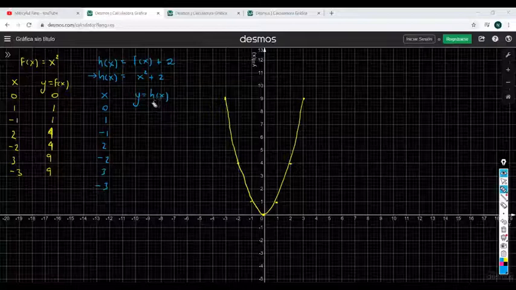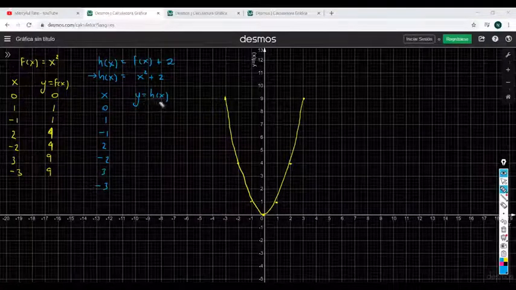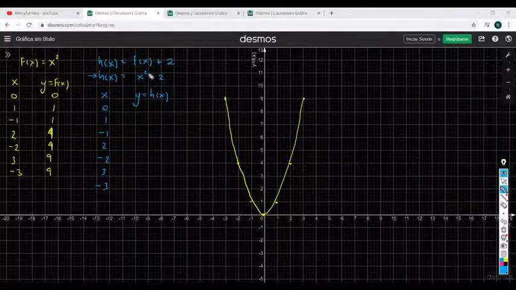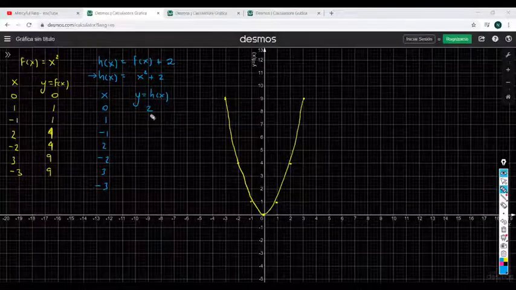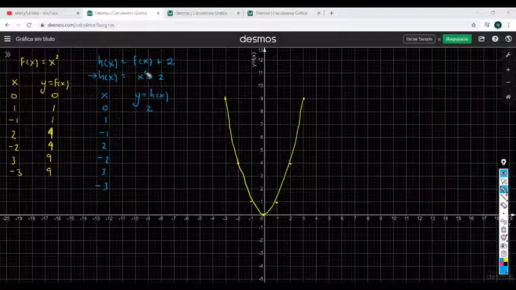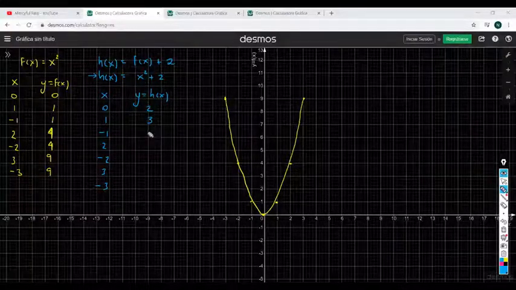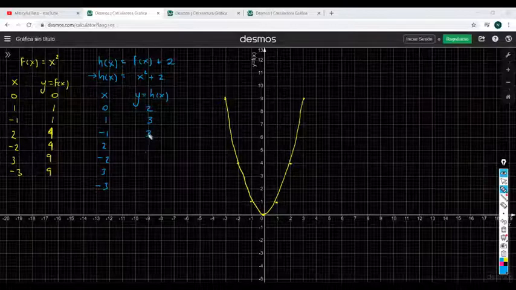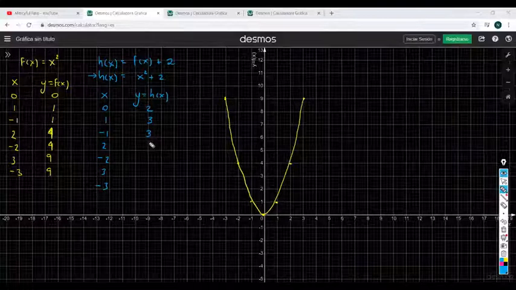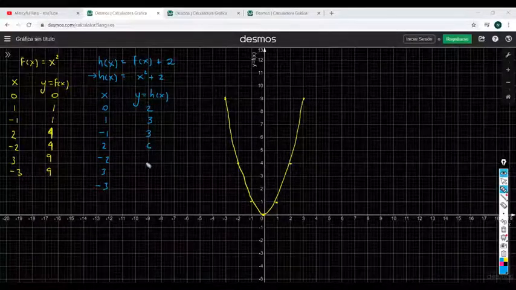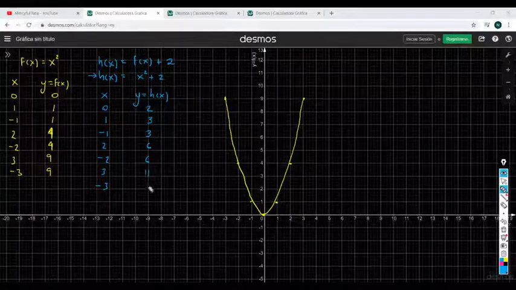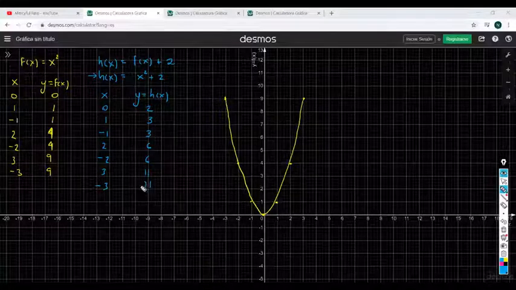So what values am I going to get for h of x? Well, when x is 0, that's going to be 0 squared, which is 0, plus 2. So I'm going to get 2. And then for x equals 1, I'm going to get 1 squared, 1, plus 2, 3. And by doing the same, I'm going to complete the following table. It's going to be 2, 3, 3, and then it's going to be 6, and 6. Yes. And then it's going to be 11 and 11. Make sure that what I did is correct.